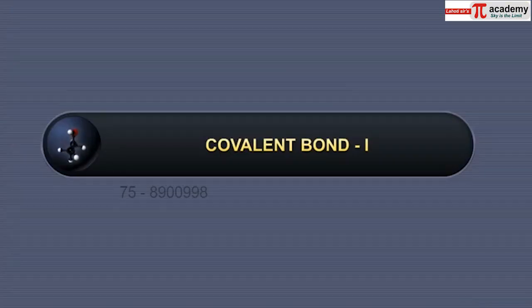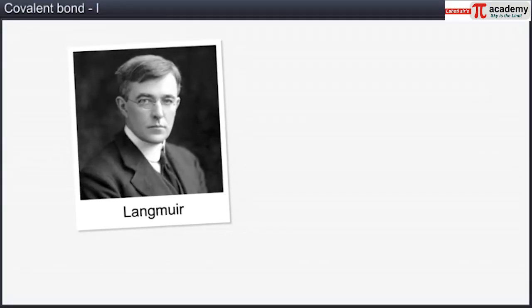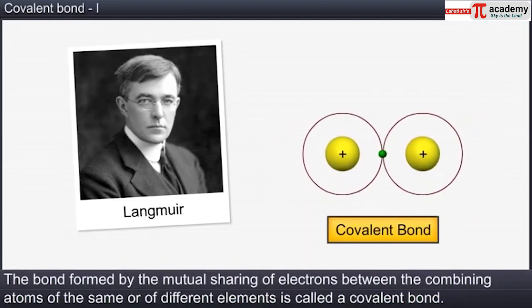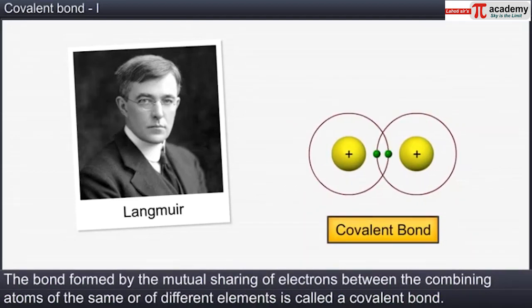In this module, you will learn about the formation of covalent bond, the Lewis dot structures, and formal charge. Langmuir refined the Lewis postulates and introduced the term covalent bond. The bond formed by the mutual sharing of electrons between the combining atoms of the same or of different elements is called a covalent bond.